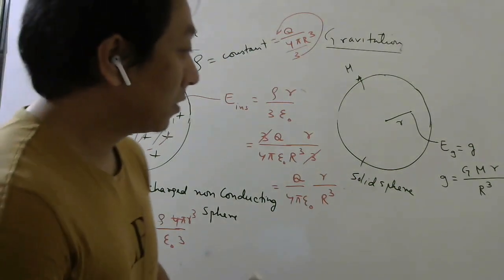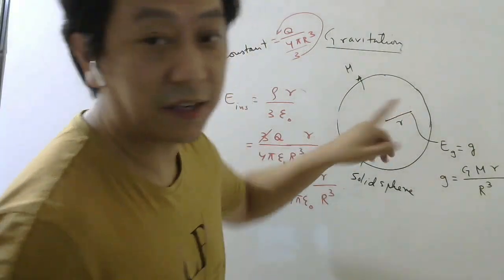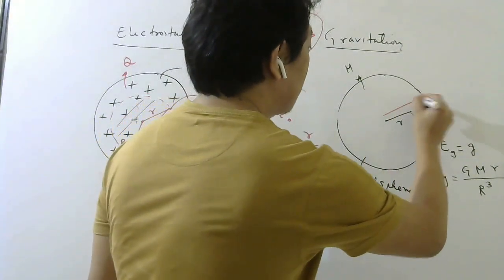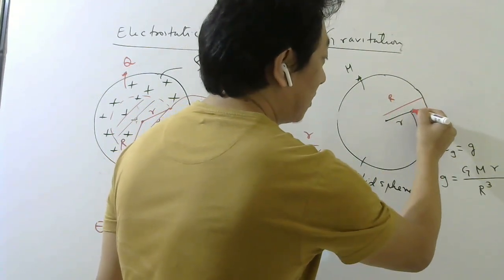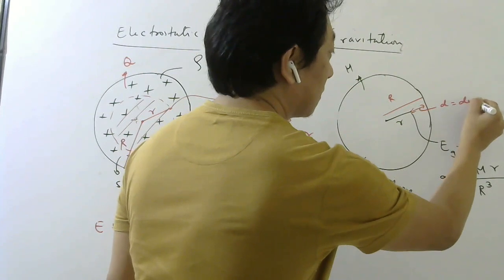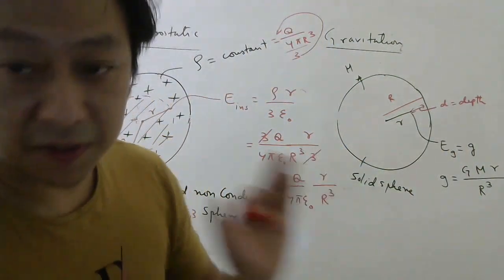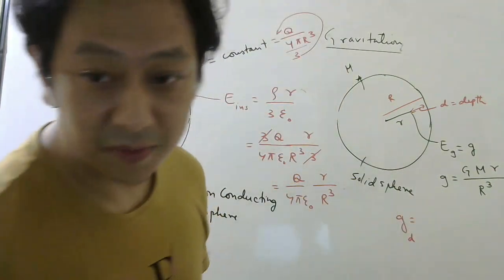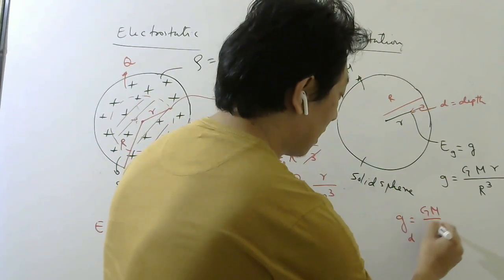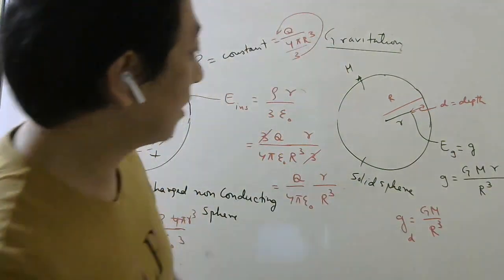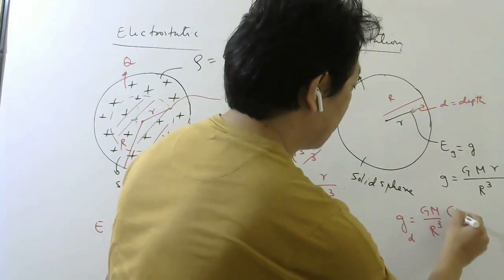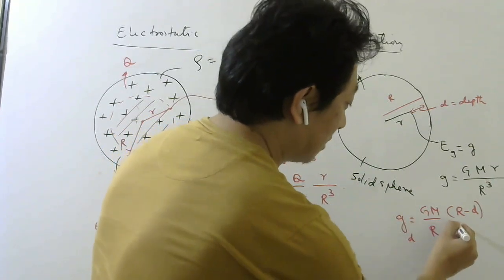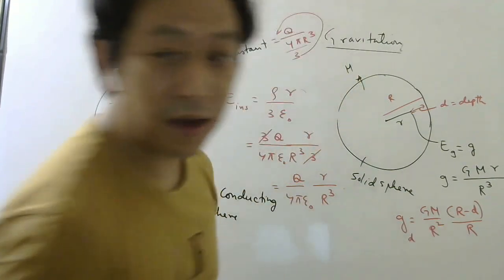Okay, now in first PU we also found g inside, but that time we used to write it in terms of depth. Now depth means, if this is the radius, the depth of this point, depth means this. So in terms of depth, if I write, this formula will be what? G equal to, let me write Gd now. G at a depth will be Gm by r cube, and this small r, how can I write? Capital R minus d, right? And then if I take one r this side, then this will become Gm by r square.